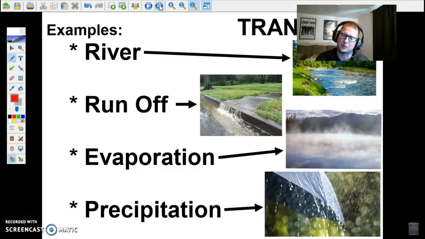Runoff. Now that particular runoff is just in a neighborhood, running off of a sidewalk into the gutter. In nature, that happens a little less obviously, so it's harder to get a picture of it, but I wanted to have some form of an example of runoff. Evaporation. You can see the evaporation there in the form of those clouds rising up off of the ocean. And then the final one is precipitation. These are all parts of the water cycle where the water is moving from one place to the next.